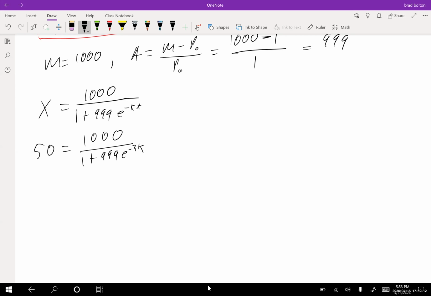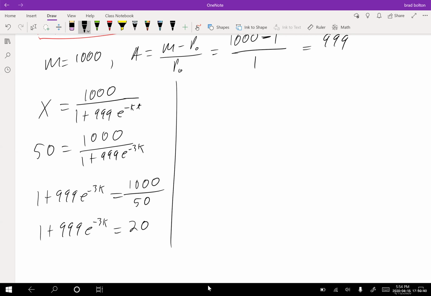So let's clean this up a little. Let's see here. We could flip both sides. So this would be 1 plus 999 e to the negative 3k equals 1,000 divided by 50, I believe. And that should be 20. So we'll get 1 plus 999 e to the negative 3k is equal to 20. Okay, so then let's clean this up even more. We have 999 e to the negative 3k equals 19.